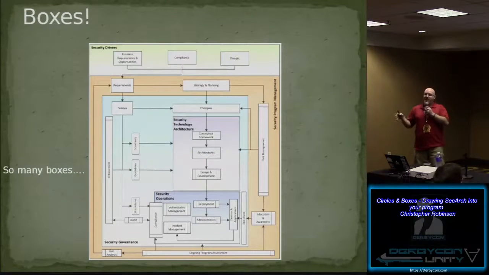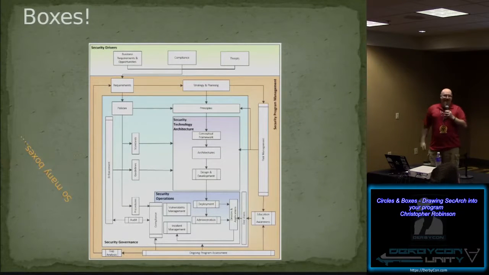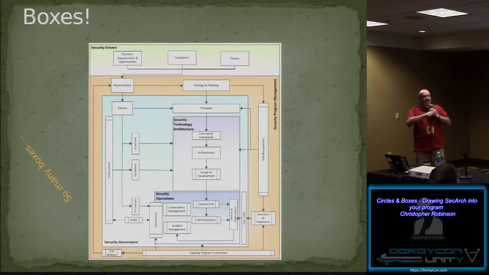Looking at it a slightly different way with boxes, up at the top of your program, you've got the business requirements and opportunities. You have compliance things you have to deal with, and you also have the constant, ever-present threat looming out there. And these are all the things that go into the program management layer, that go into governance, and they help feed security architecture. They help give us our action items, our list of things we have to go do to fix the thing.